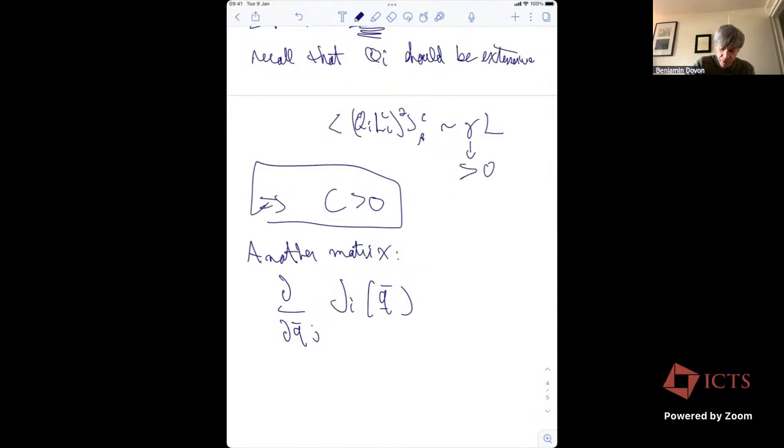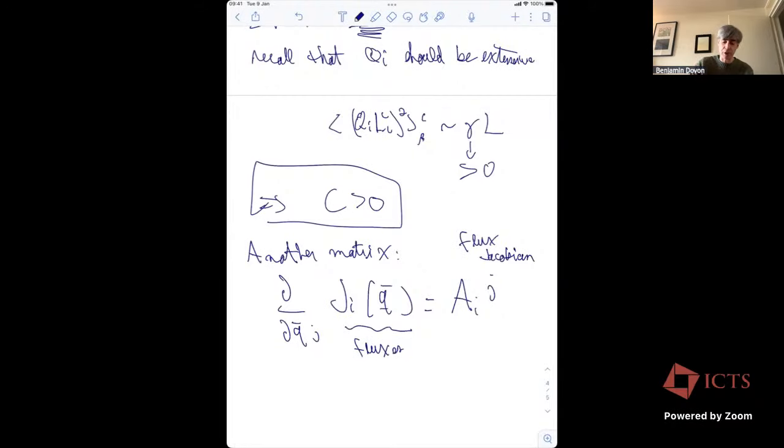This is called the flux Jacobian. Flux, because these are currents, average currents, hence fluxes. And Jacobian because I'm taking a derivative of this vector of fluxes, kind of like a Jacobian matrix that you see when you do a change of variable in an integral with many variables.